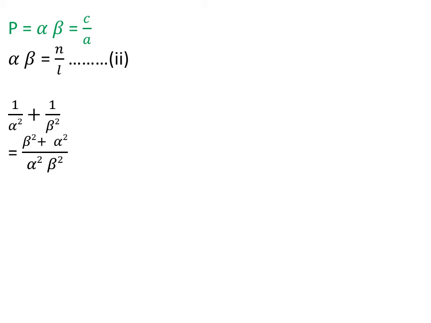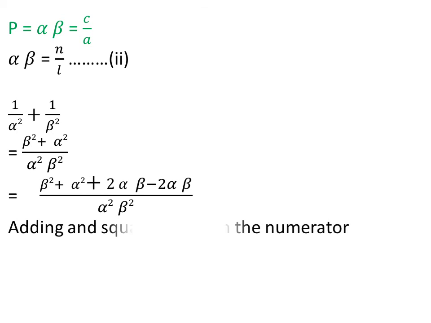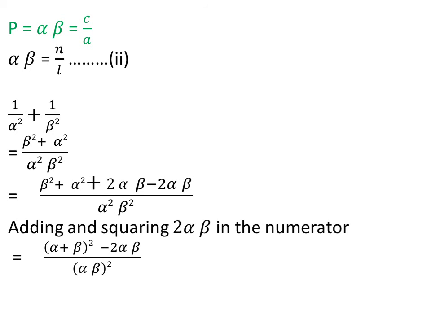Firstly we will take the LCM of both these fractions, which will give us alpha square beta square in the denominator, and in the numerator we are left with the terms beta square plus alpha square. Now we have to add and subtract 2 alpha beta in the numerator. So we can write it as beta square plus alpha square plus 2 alpha beta minus 2 alpha beta over alpha square beta square. Here you can observe that the first 3 terms in the numerator are the square of alpha plus beta. So we can write it as alpha plus beta whole square minus 2 alpha beta over alpha beta whole square. In the denominator we can write alpha square beta square is equal to alpha beta whole square.